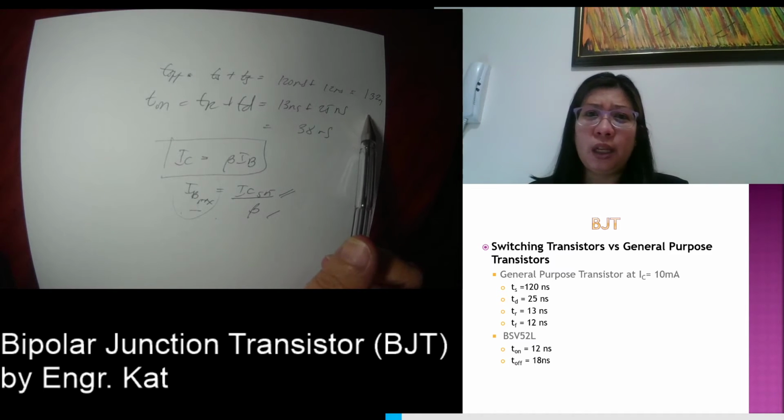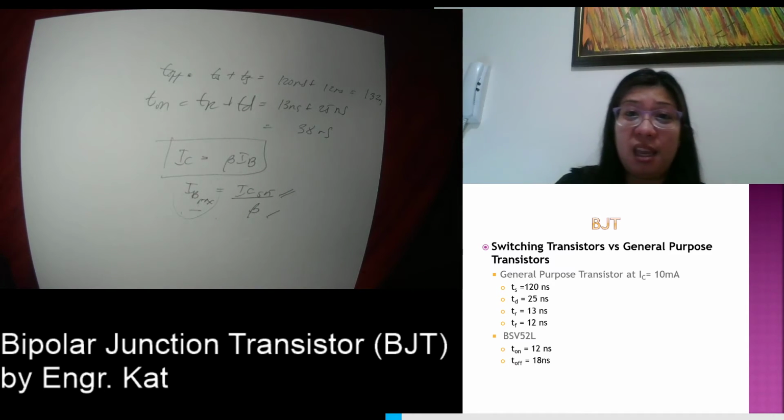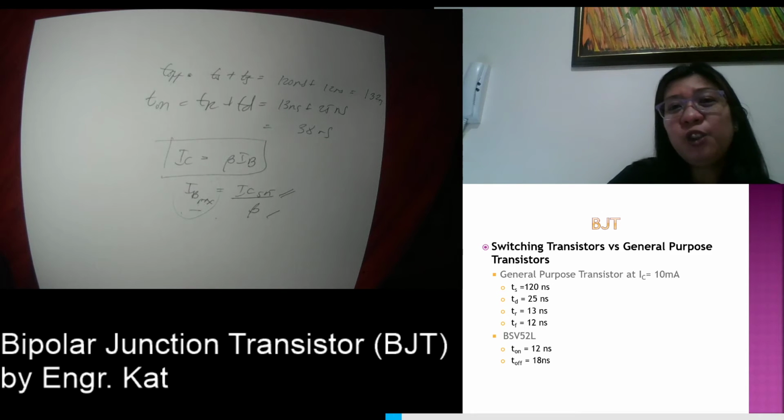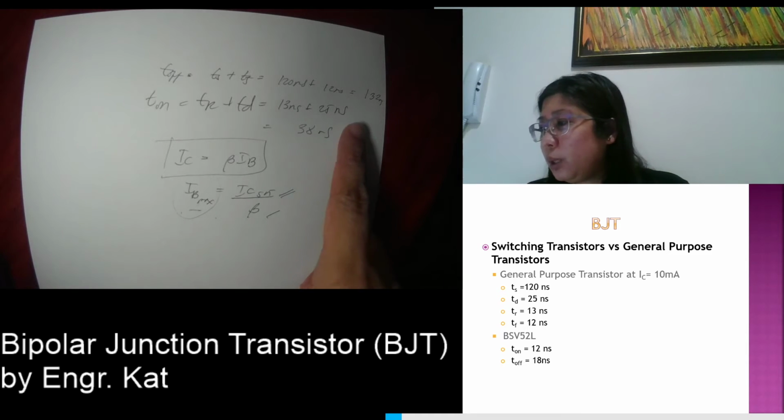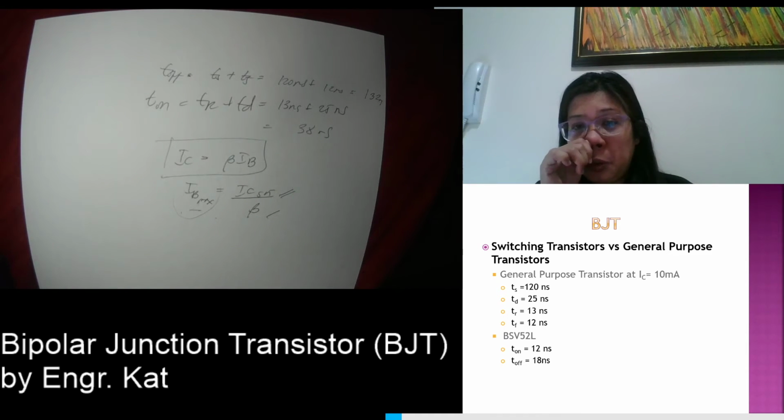Although 132 nanoseconds is very, very fast, your naked eye cannot notice that anymore. But if we compare that with the switching transistor, the turning off time is just 18 nanoseconds. So 18 nanoseconds versus 132 nanoseconds. So they are really fast switching transistors. Okay?